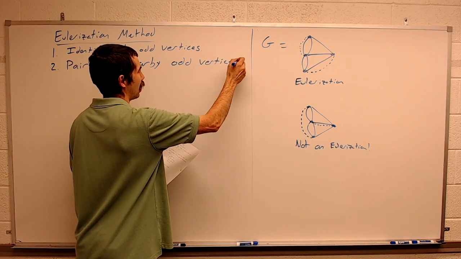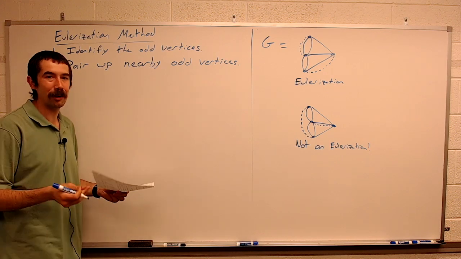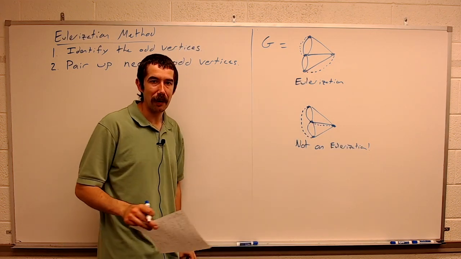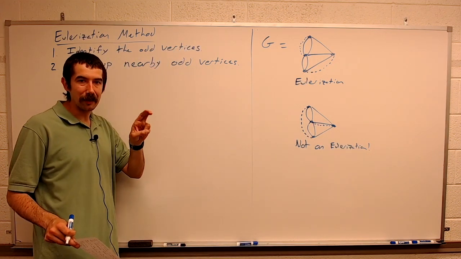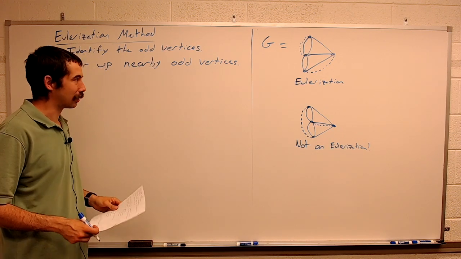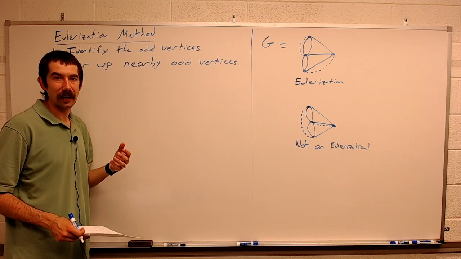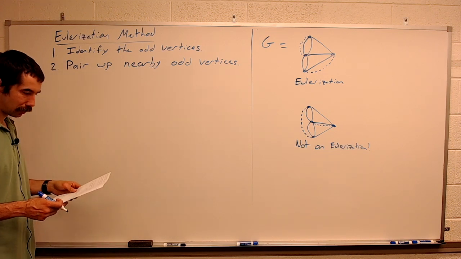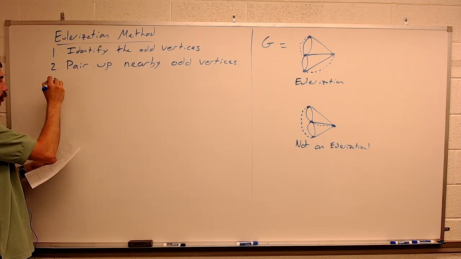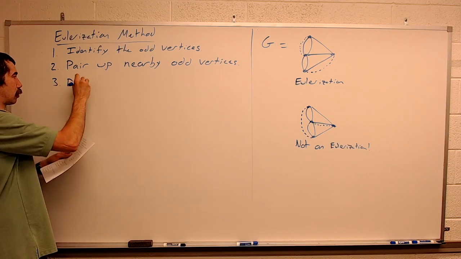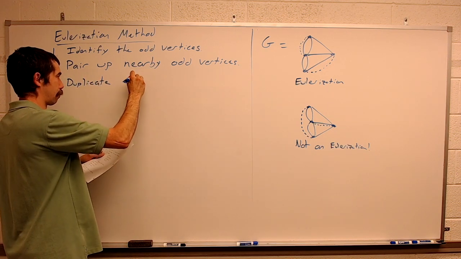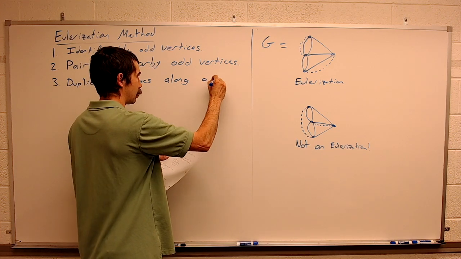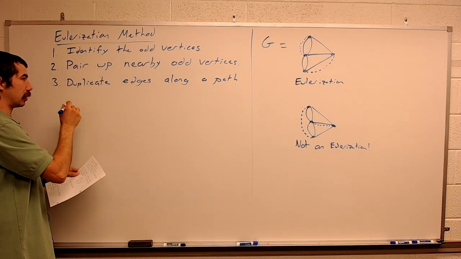What does nearby mean? I don't really know. It means whatever you want it to mean. So like these two vertices are close to each other on the graph, so we could pair them up. But we'll be more precise with nearby in a second. That's why I was kind of joking with saying I don't really know. We're going to start identifying some weights or lengths to these edges, so then we'll actually have a way to define what nearby means. And so then the final step is we're going to duplicate edges along a path from one vertex to its pair.